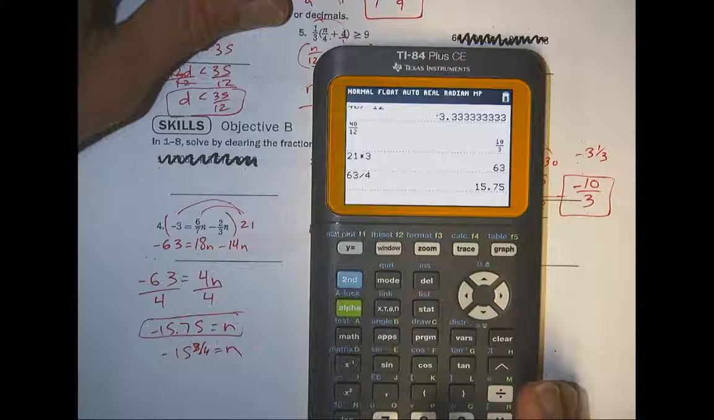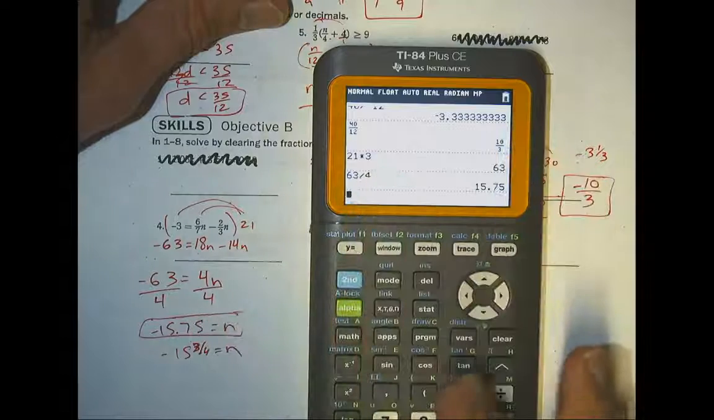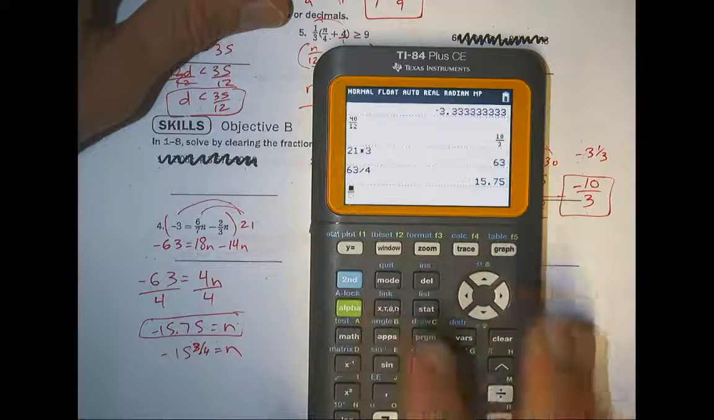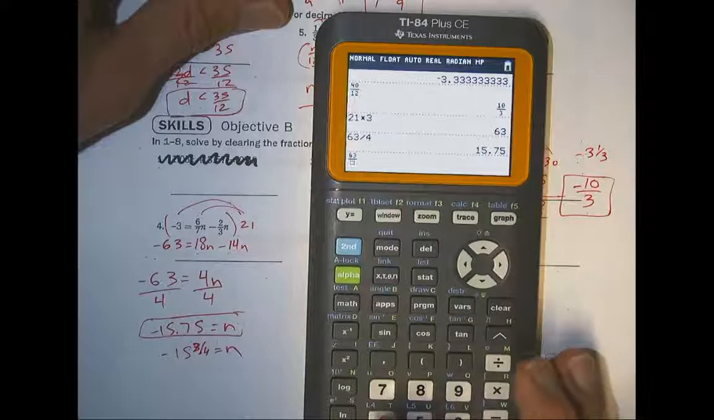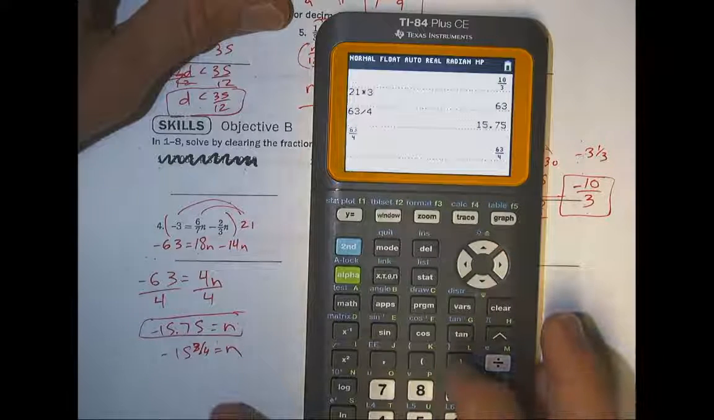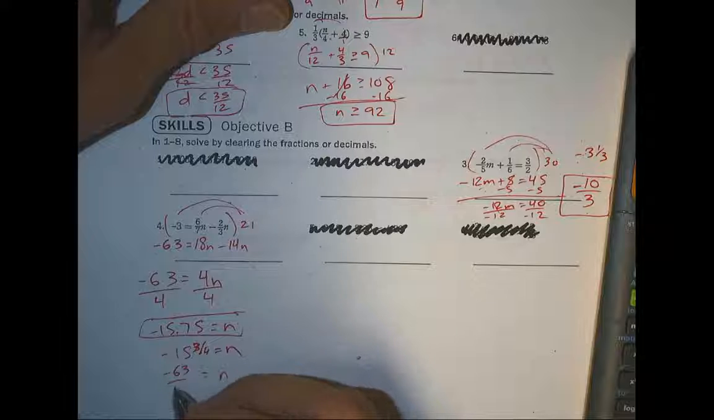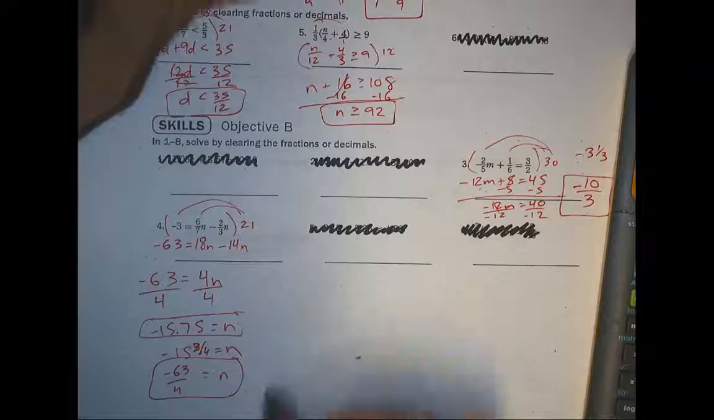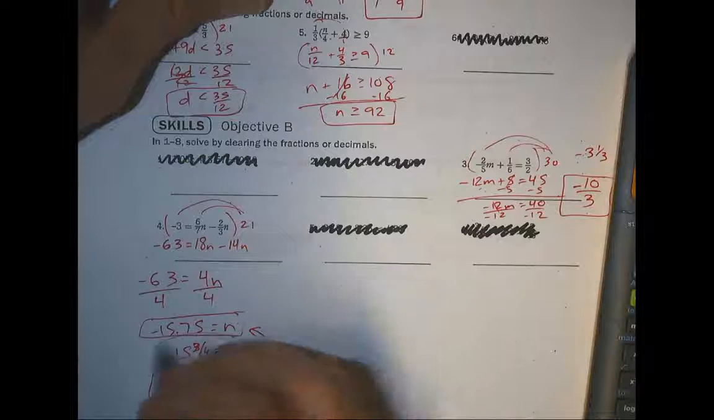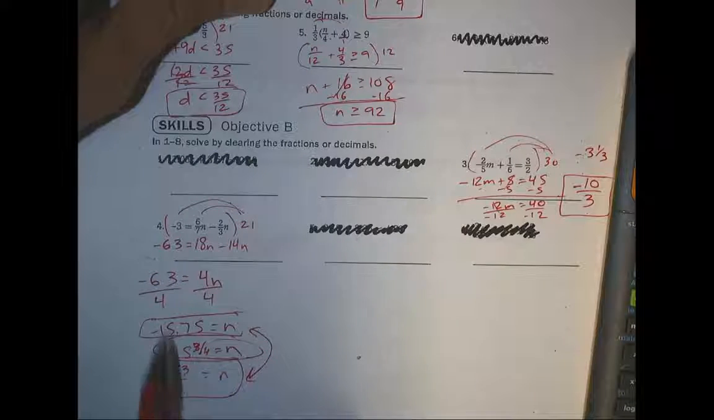If you wanted to leave it as a fraction like we've gotten used to, 63 over 4, let's make sure it doesn't simplify. And it doesn't. So you could have left this as n equals negative 63 over 4. So either one of those answers, and I know the book answer was this one, but I prefer either one of these.